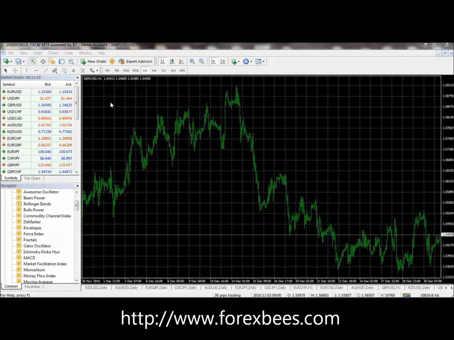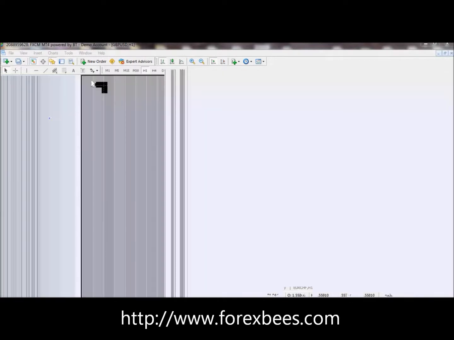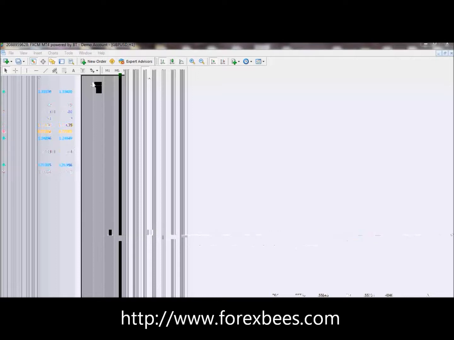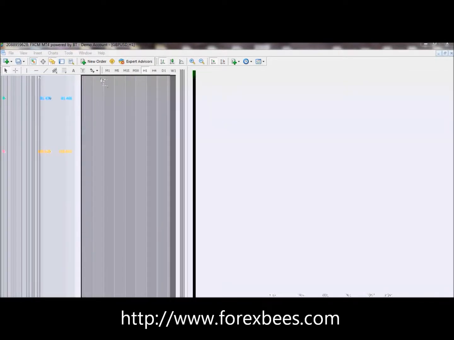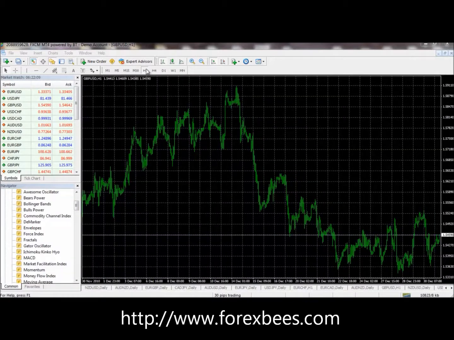This is basically the zigzag indicator breakout technique. For this one, go ahead and open any chart, any currency pair chart. To show you, I opened a Great British Pound US dollar currency pair chart. This technique is mainly for the hourly chart, so make sure that you are on the hourly chart.